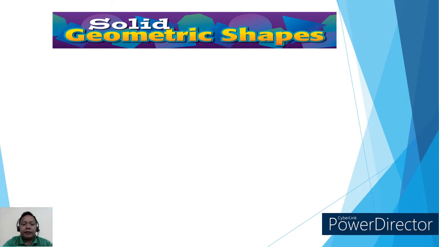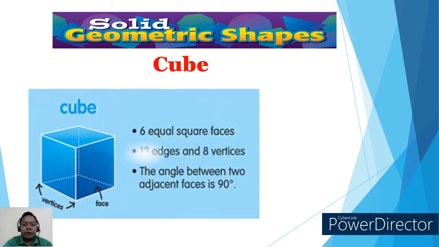Let us now identify the solid geometric shape. First, we have our cube. Here we have our cube. Cube have 6 equal square faces. So, ang mukha po ng ating cube ay puro square. Okay? 6 po ito. We have 1, 2, 3, 4, 5, and 6. Okay? We have 12 edges.